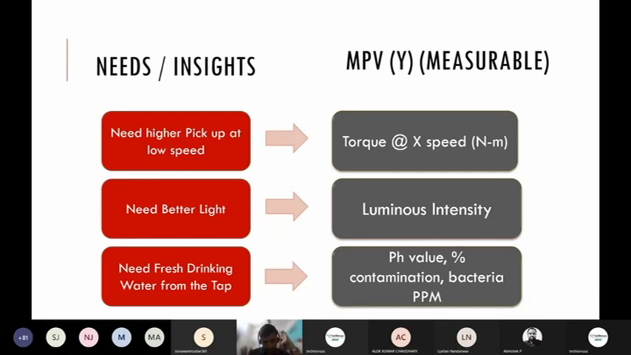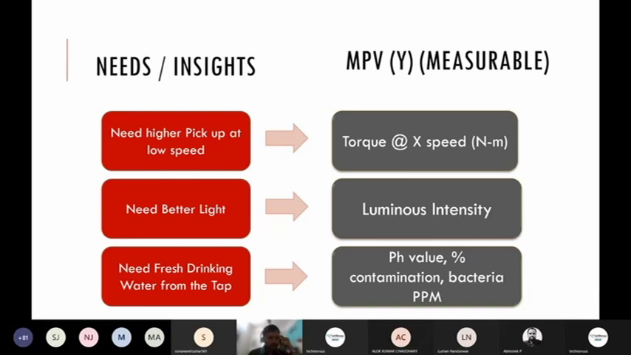So this step looks simple but needs some time and effort, right? Don't assume that this is given. The customer is not going to tell you how much torque. The customer is not going to tell you I need 840 Newton meter of torque. No, that is not going to come from the customer. That's not his job.